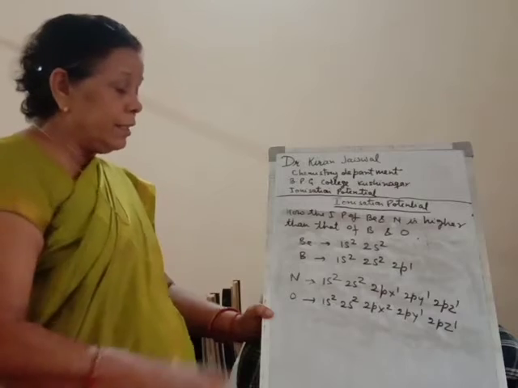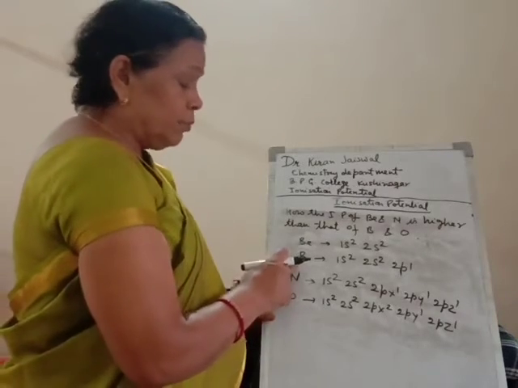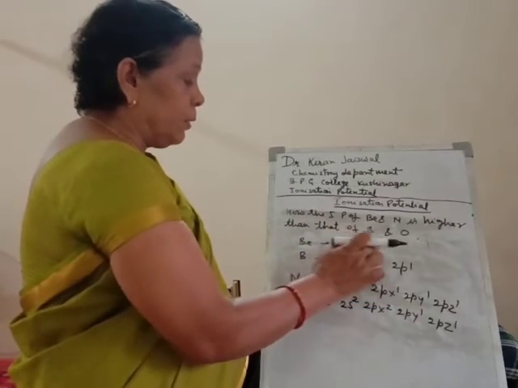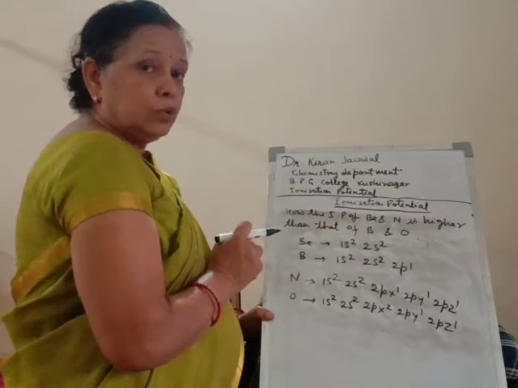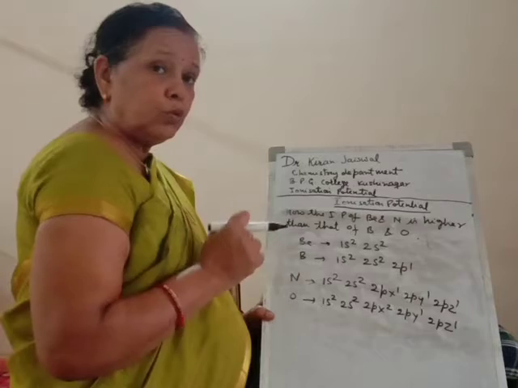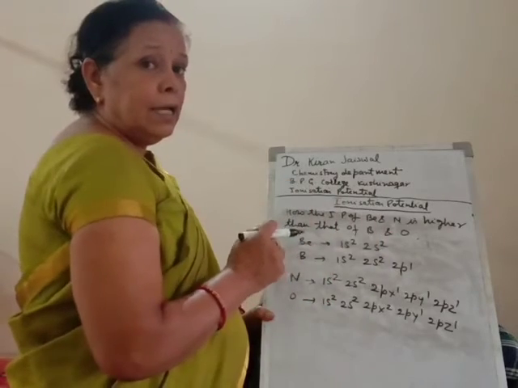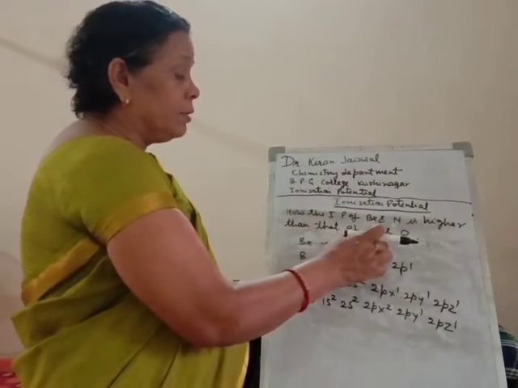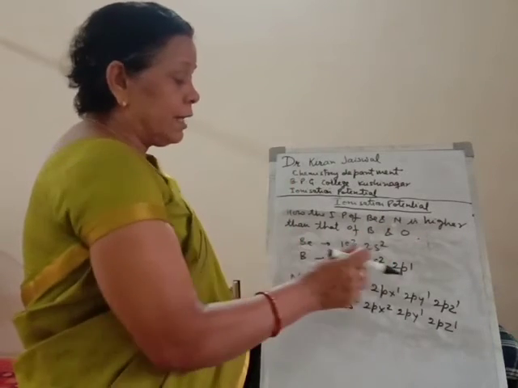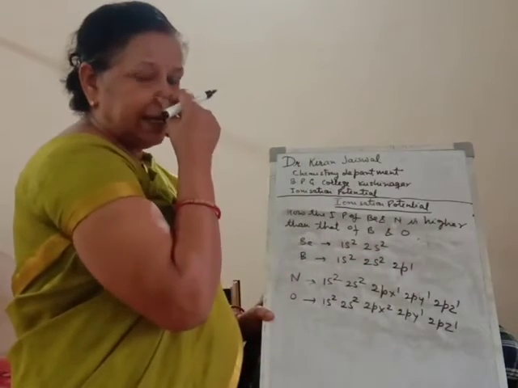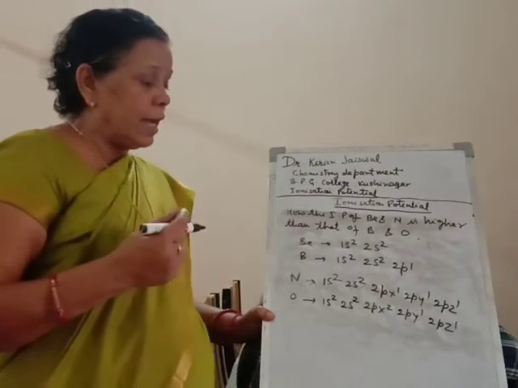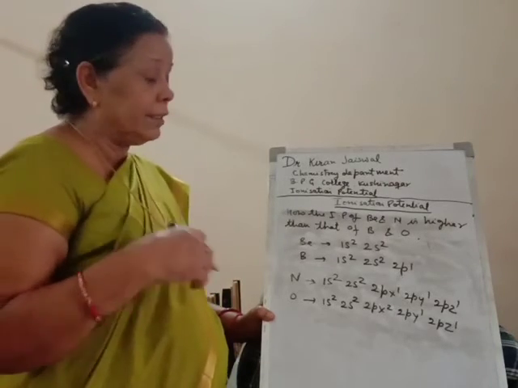In the case of beryllium and boron, the second point is the penetration effect. In beryllium, there is the s orbital, which is nearer to the nucleus. So it has higher energy, and higher energy will be required to remove the s electron in comparison to the p electron. As we know earlier, the penetration effect for the s electron is higher than that of p, than that of d, than that of f.